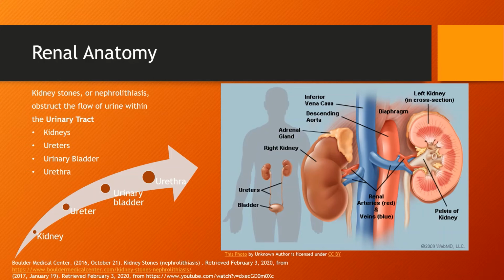Urine flows from the kidney through a tubule called the ureter. So we're going from the kidney down to the ureter, and then we go from there into the bladder, and here it will sit until it's ready to be excreted, and then it's done so through the urethra.